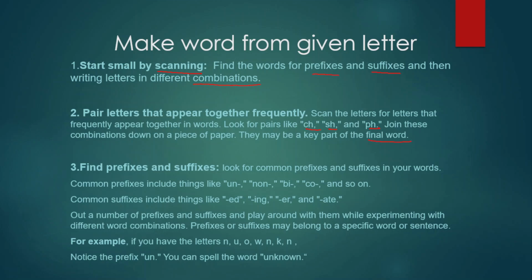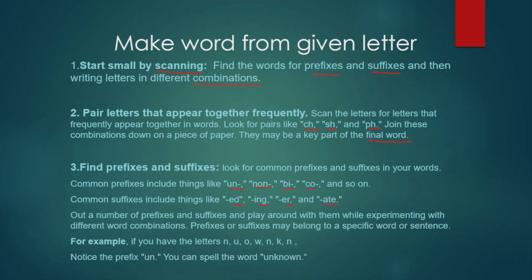Find prefix and suffix. Look for common prefixes and suffixes in your letters. Common prefixes include things like UN, NON, BI, CO, and so on. Common suffixes include things like ED, ING, ER, ATE. Pick out a number of prefixes and suffixes and play around with them while experimenting with different word combinations.